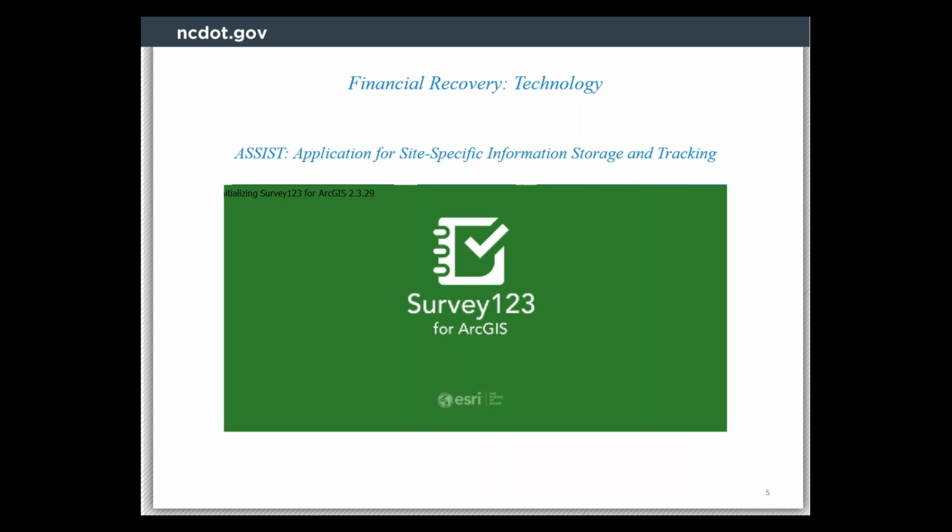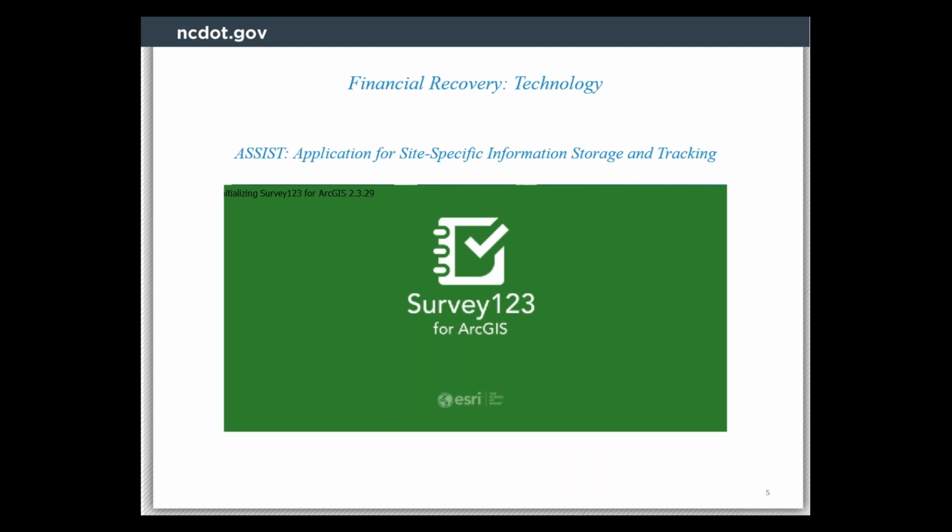So at that time, we had hired a new disaster recovery engineer. His name's Josh Kellen, sitting in here with me. So if we get tough questions, he's going to help me with them. He started looking at different software applications, and what he identified was an application called Survey 123.